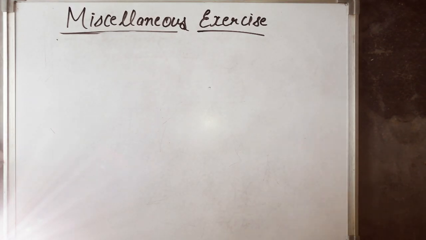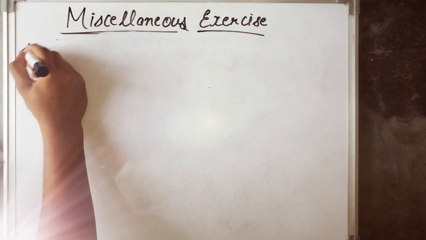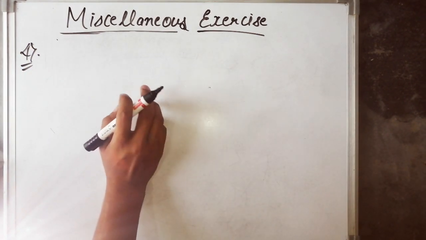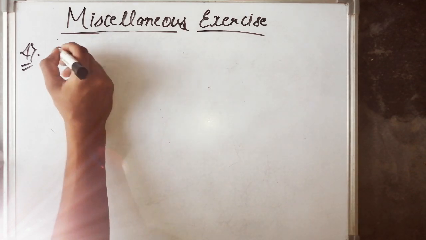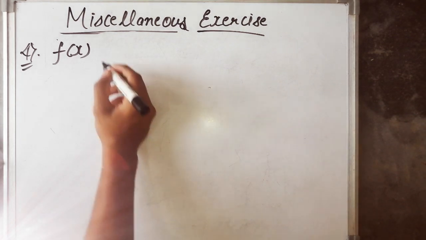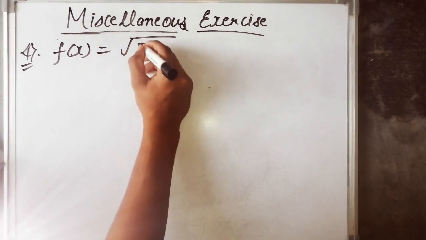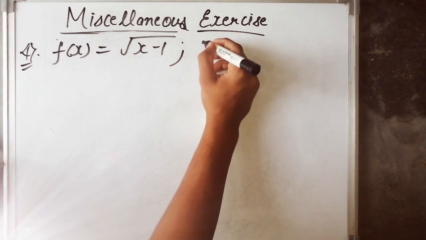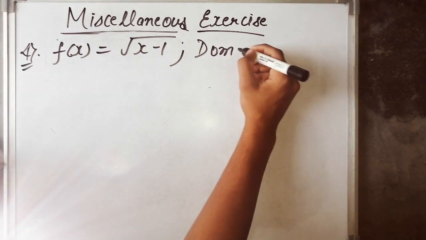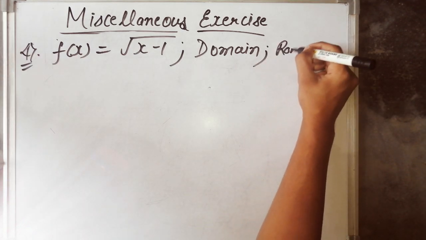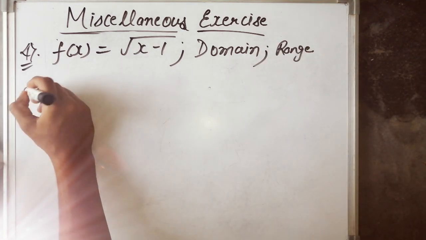Okay students, let's have a look at the fourth question. In this fourth question, we need to find the domain and range of the real function f defined by f(x) equals under root x minus 1. Okay, domain and range. We need to find out domain and range. Okay, I'm writing here. Let's have a look at the solution.